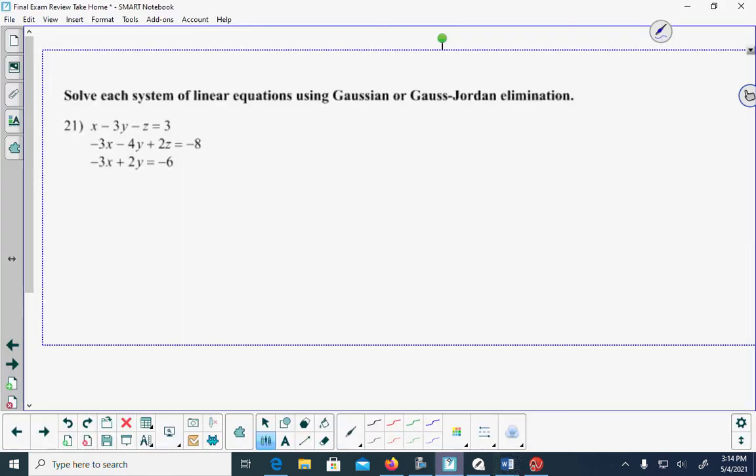So I am going to write it as a matrix first. So 1, -3, -1, 3. I'm going to write it neater than I normally do.